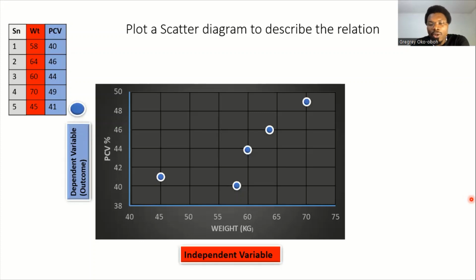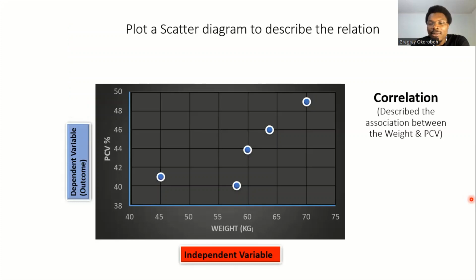If you look at this graph closely, it appears that weight and PCV have some sort of a linear relationship. With weight increasing, PCV also increases. This relationship can be best described as correlation, and correlation describes the association between the weight and PCV in terms of the direction of the association and in terms of magnitude. So if we know the direction and the magnitude, we can describe the correlation between weight and PCV.